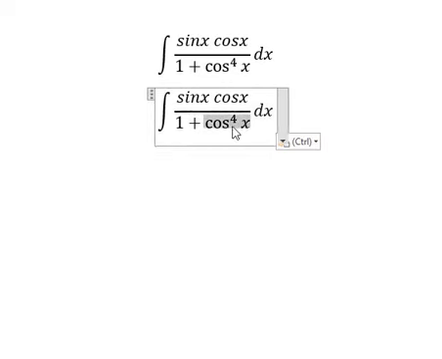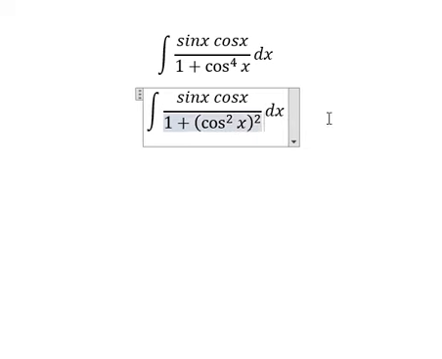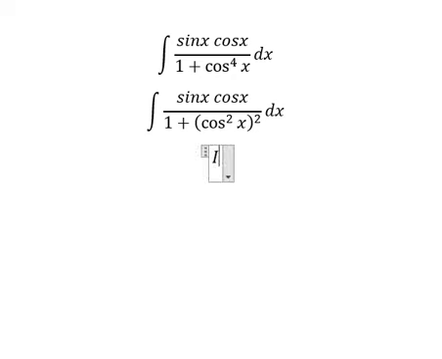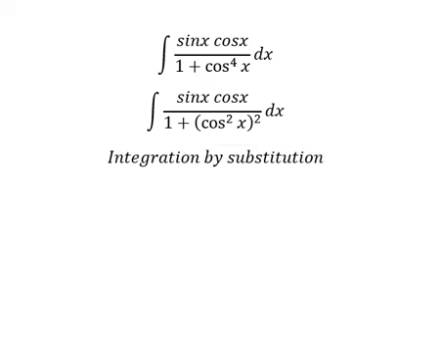This one we can put cosine x square everything to the power of 2. Later that we need to use integration by substitution. So I will put u equal to cosine x square.